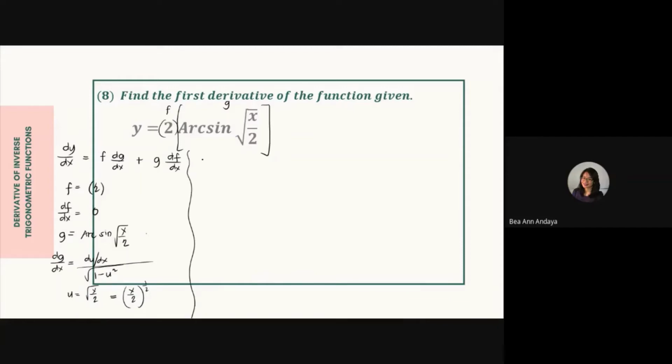So, let me just write it here. If you are going to derive the u with respect to x, yan ay equivalent sa 1/2 times the x all over 2 that is raised to 1/2 minus 1. And then, kunin mo pa syempre yung derivative ng x all over 2. Ano ang derivative ng x all over 2? That is basically 1/2 derivative of x with respect to x. So, simplify lang natin to para mas madaling i-plug in.